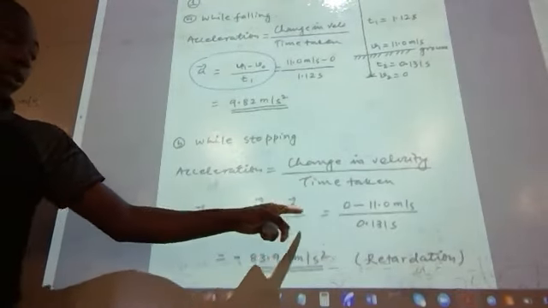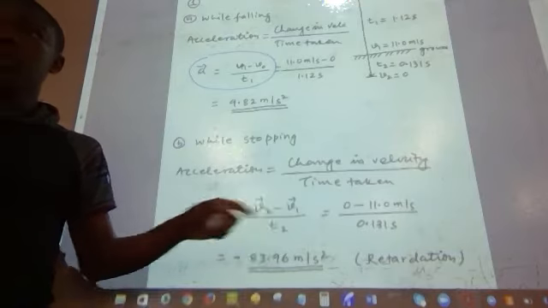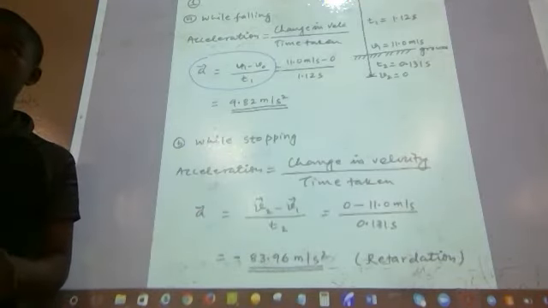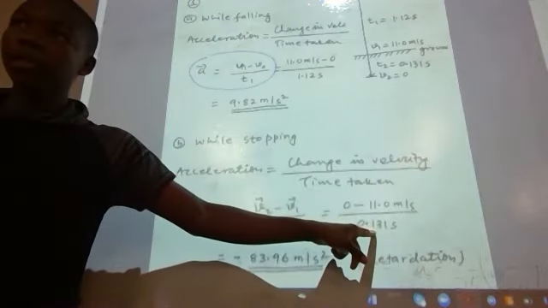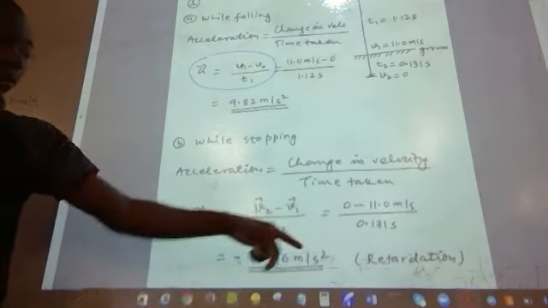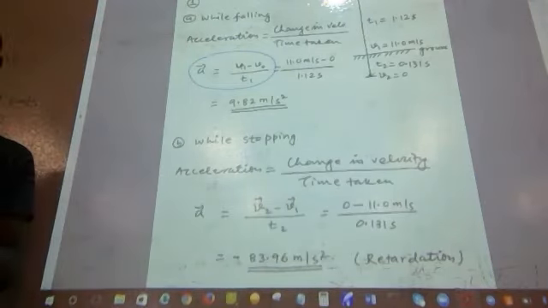So we have acceleration, change in velocity divided by time taken: final velocity minus the initial. The final, since it stopped, was 0, and the initial, when it started entering the sand, was 11 meters per second, divided by the time. When you divide that, you have this. Retardation is the same thing as deceleration. That means it's been decelerated and gets to 0. And also it's a negative value.